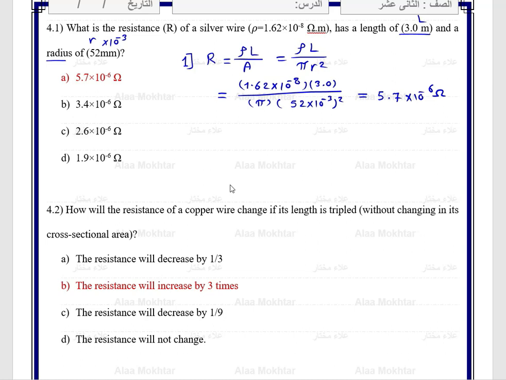Question 4.2. How will the resistance of the copper wire change if the length is tripled? L2 equals 3 times L1, tripled, without changing its cross-sectional area, so A2 equals A1. From the equation R equals rho L divided by A, rho is constant, A is constant, so R is directly proportional to L. If the length increases, resistance will also increase. If the length is doubled, R will be doubled. If L is tripled, R will be tripled. So R in case 2 equals 3 times R in case 1. The resistance will increase by 3 times.